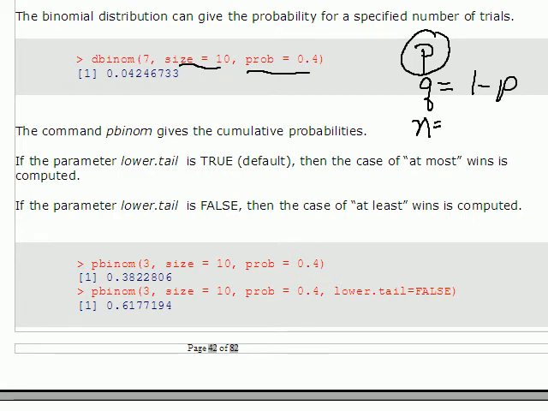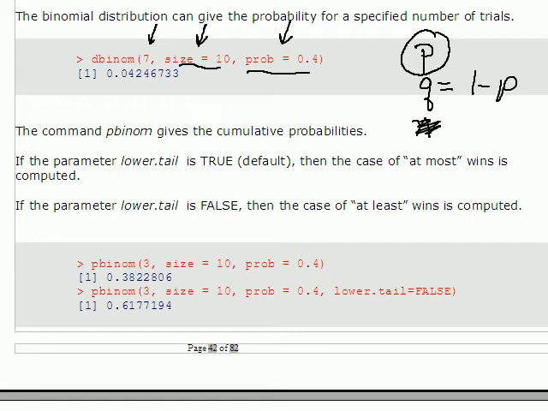Sometimes that's an N, but in R it wants the size. That's the size of the tournament, essentially the number of games you're going to play. P is the probability of winning one game, and 7 is the number of games you want to win.